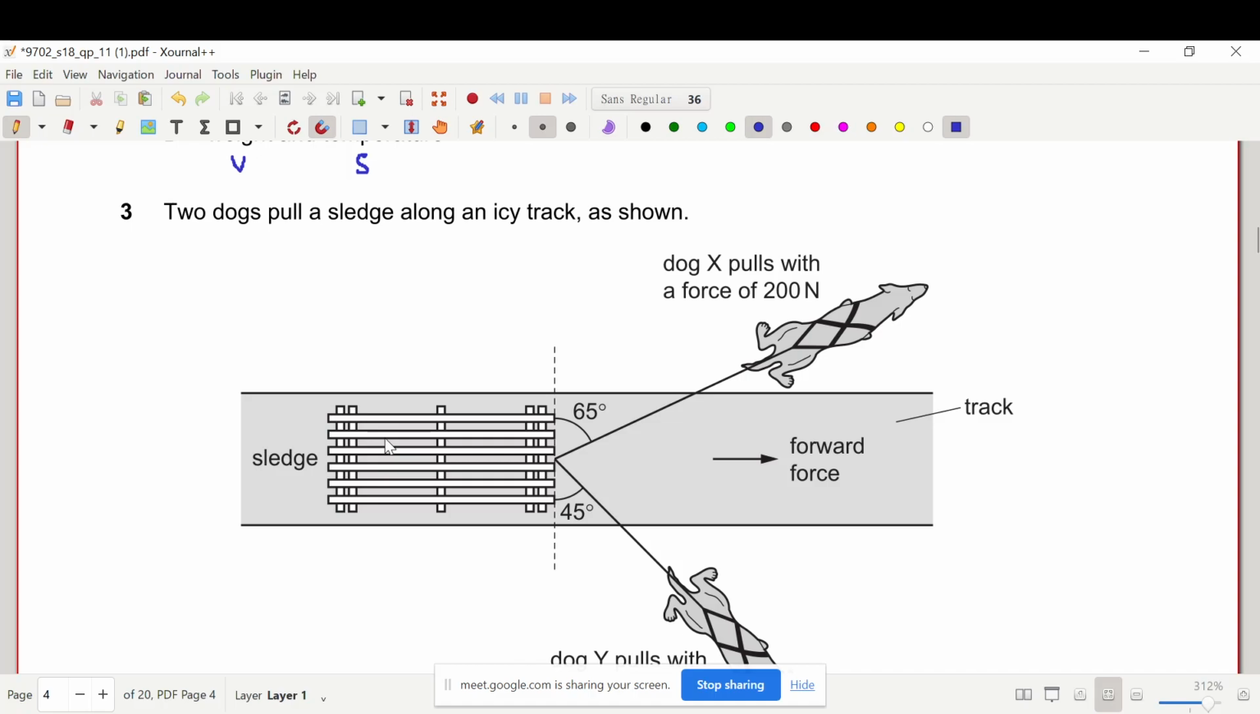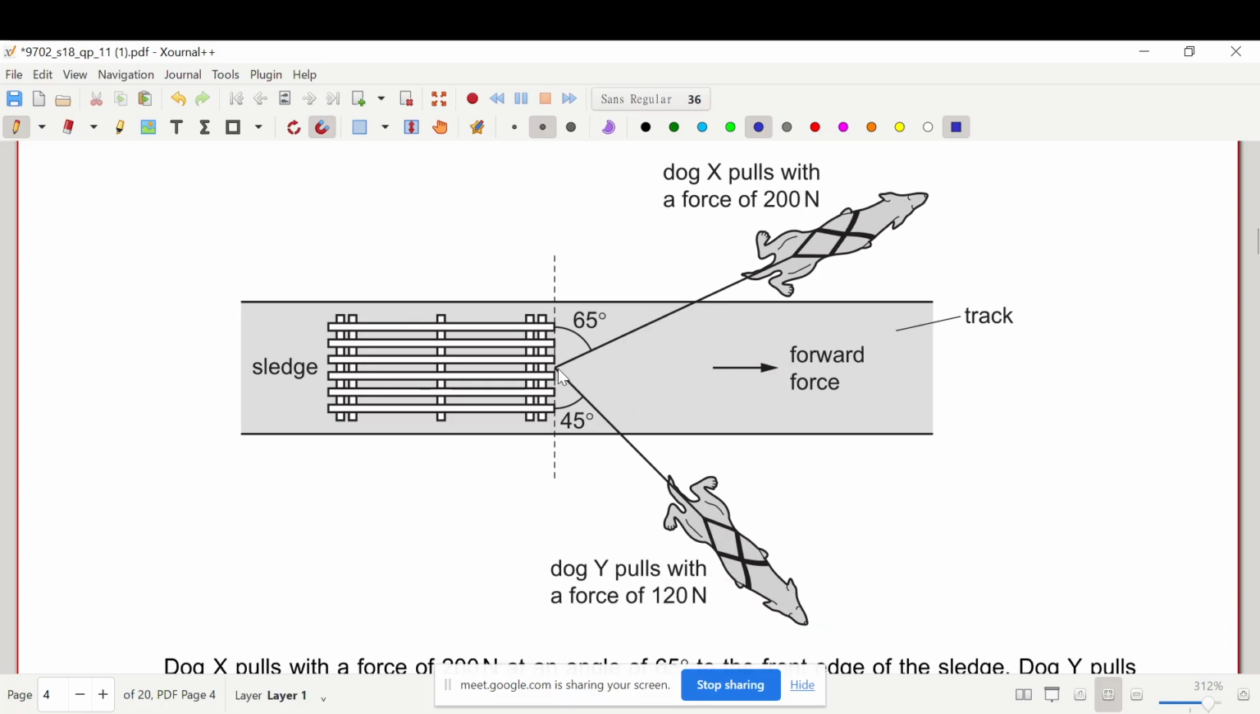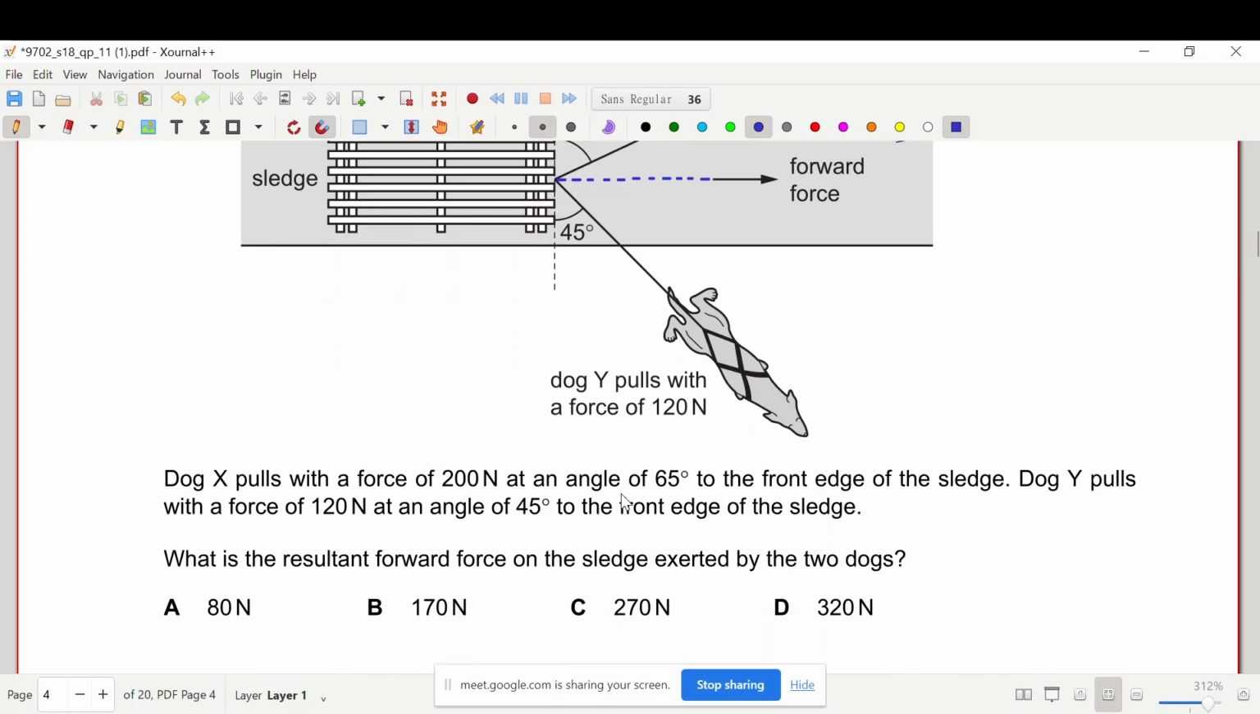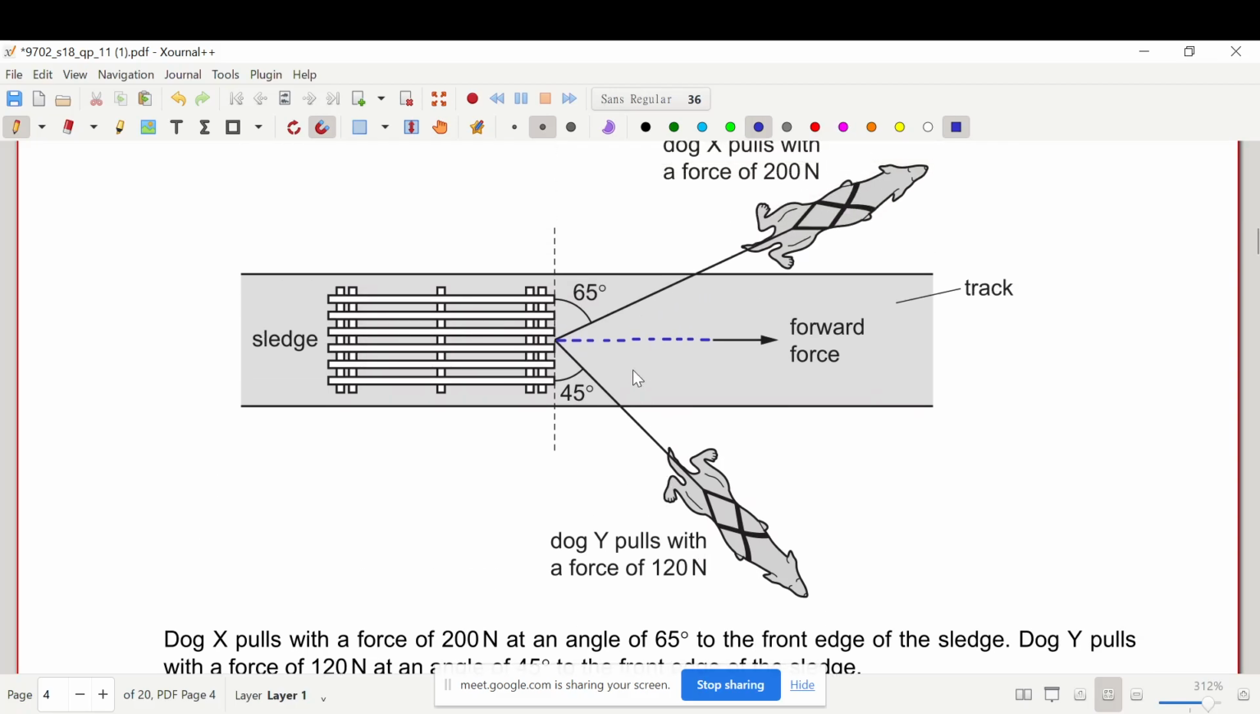Two dogs pull a sledge along an icy track as shown. We can complete the diagram like this, or you can manage to resolve the forces according to the situation you have. So dog X pulls with 200 Newton force to the sledge. What is the resultant force on the sledge exerted by two dogs?